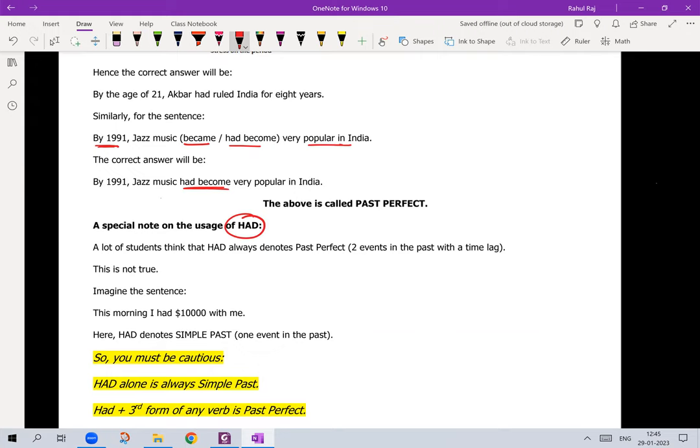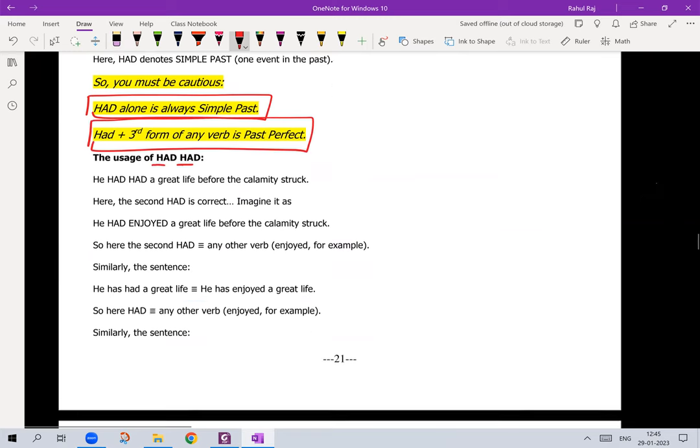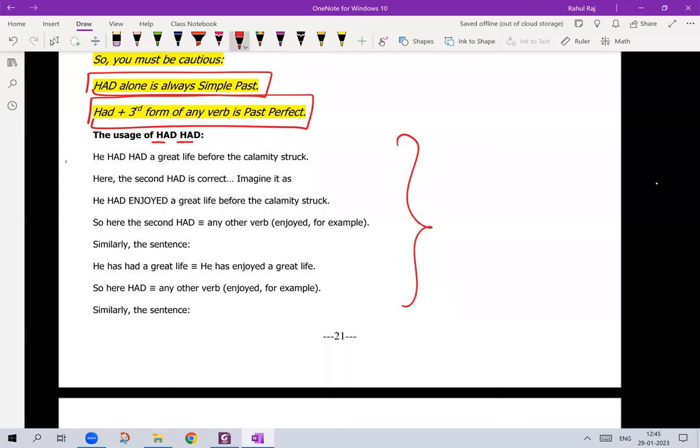They say special note on the uses of had. This is just for your own curiosity. You can read it, but there is nothing at all. It says had alone is always a simple past. Had plus third form is past perfect tense. The uses of had and had are all for your own curiosity. He had a great fun. One had is a tense, one had is a verb. That's it.